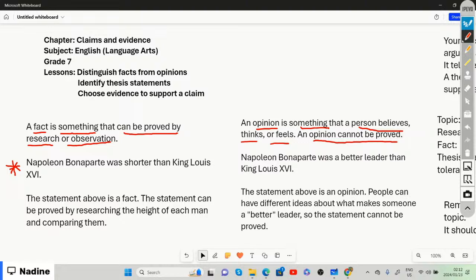All right. So we have facts and we have opinions, and we said a fact is something that can be proven by research and observation, whereas an opinion is something that a person believes, thinks, or feels, and an opinion cannot be proven.